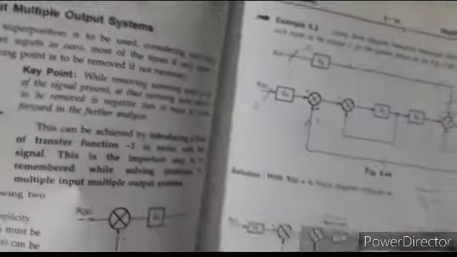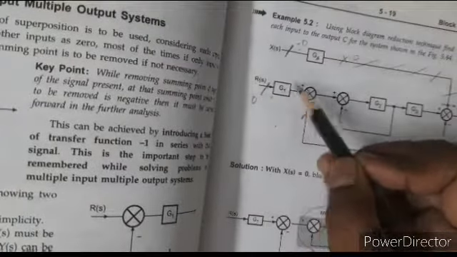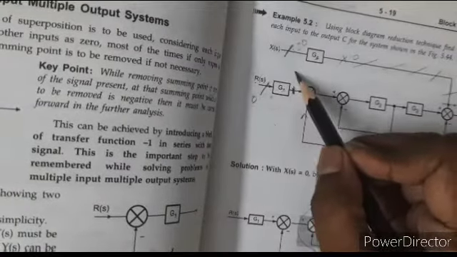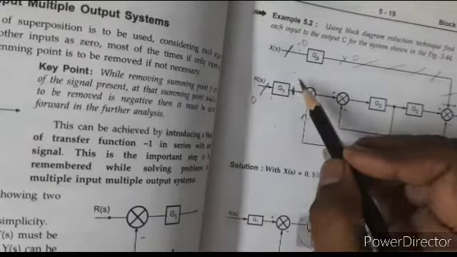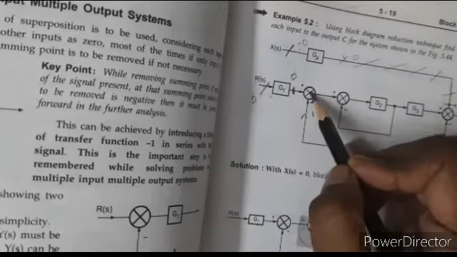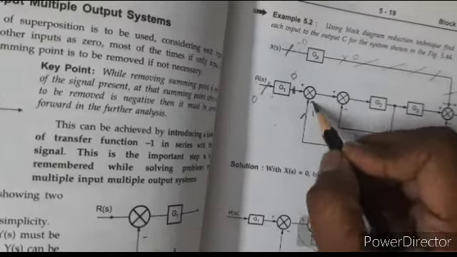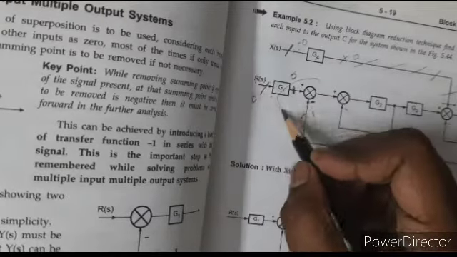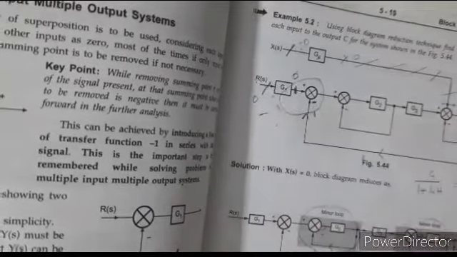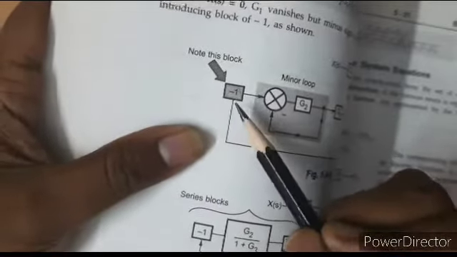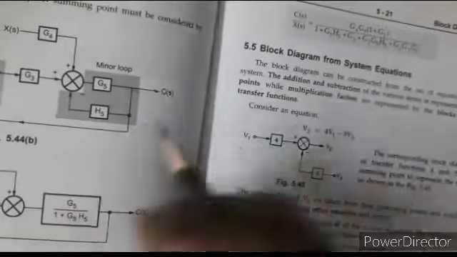Okay. See, this input R of S is 0. At this point, R of S is 0, and 0 into something is 0. Now 0 is coming here and I have now added it with minus 1. So this entire block is now replaced by minus 1. See, that entire block is replaced by minus 1. The remaining circuit you have to write as it is.